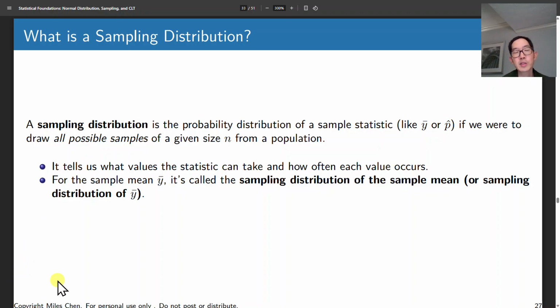So a sampling distribution is the probability distribution of a sample statistic like y bar or p hat or whatever it might be if we were to draw all possible samples of a particular size n from the population. And so the sampling distribution is going to tell us what values the statistic can take and also how often those values might occur. So for the sample mean y bar, we would create the sampling distribution of the sample mean, or the sampling distribution of y bar.